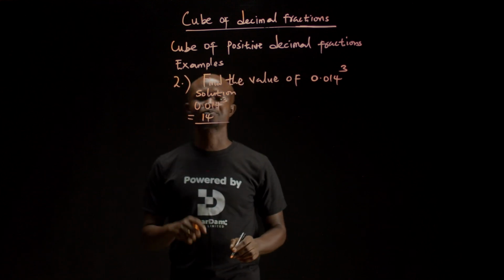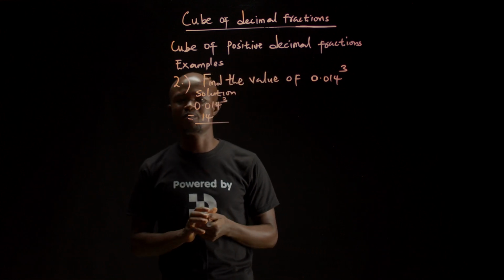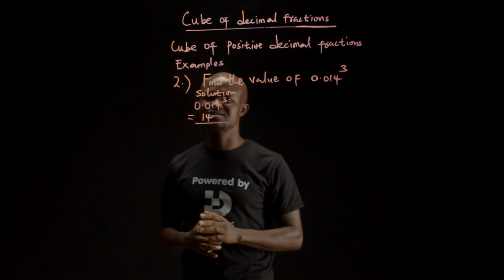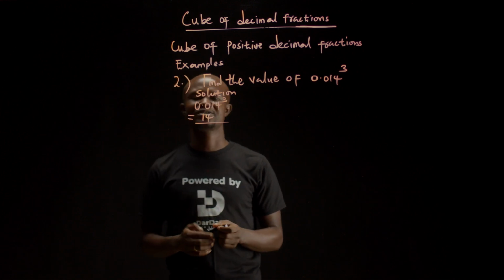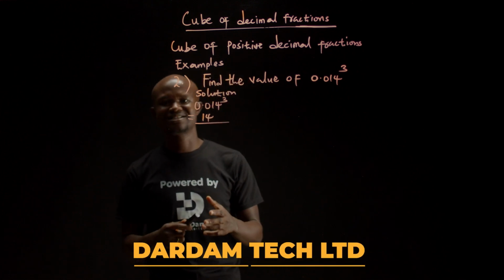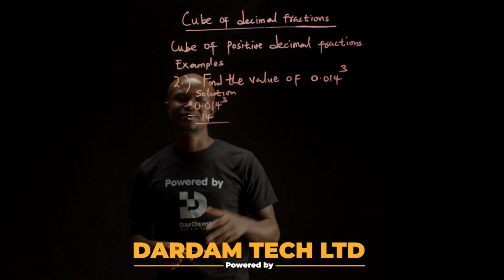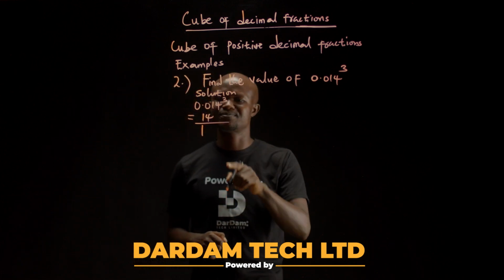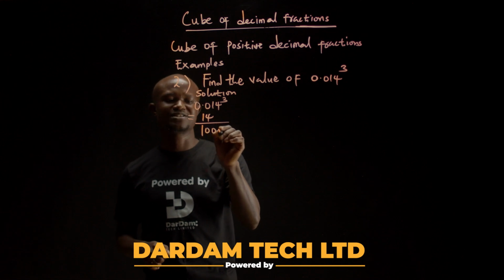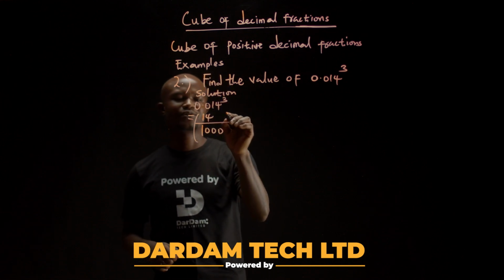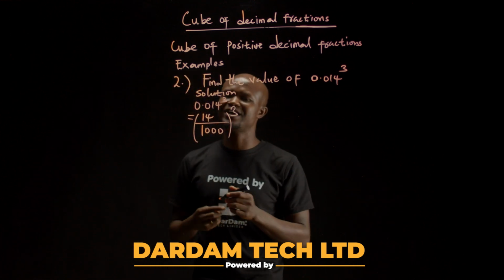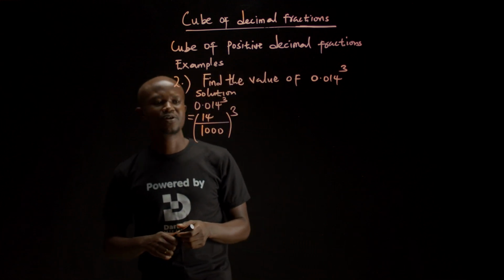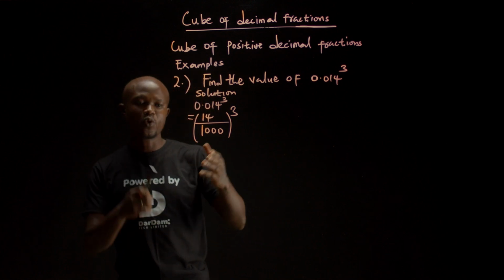Then how many numbers do we have after the decimal point? We have 3 numbers. 1, 2, 3. And the 3 numbers will form the number of zeros after 1, because at the denominator we are going to have powers of 10. So we write 1, and we have 3 zeros. So this is 14 over 1000, which is the same thing as 0.014, all raised to the power of 3.